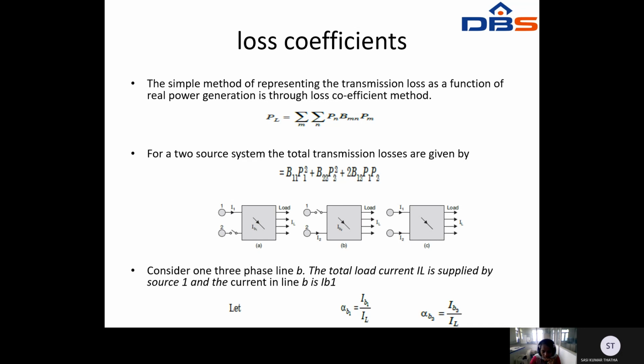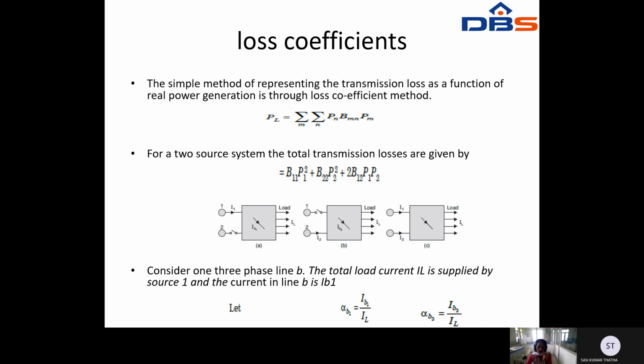The total load current IL is supplied by source 1, and the current in line B is IB1. So alpha B1 equals IB1 by IL, and alpha B2 equals IB2 by IL.